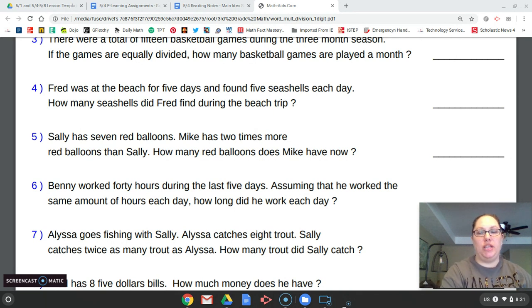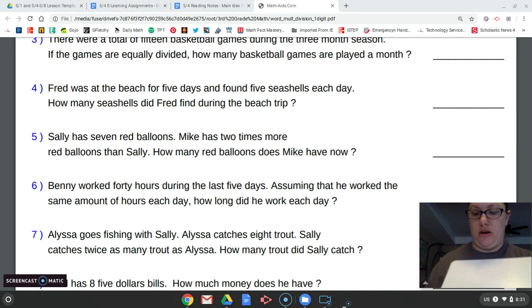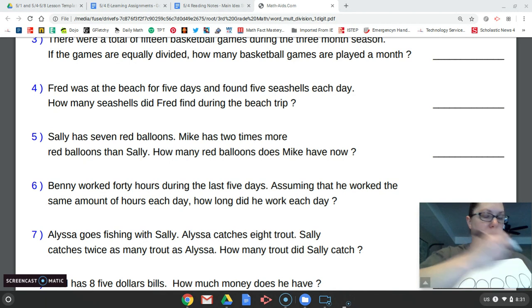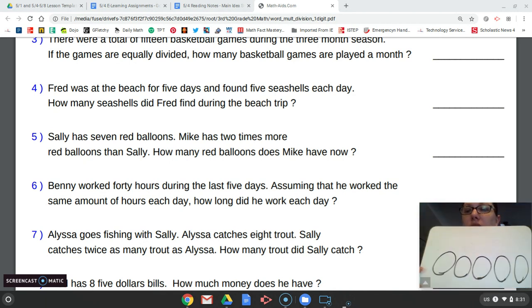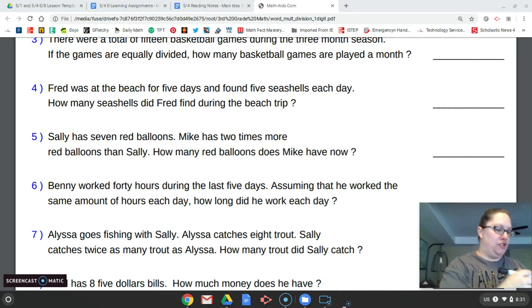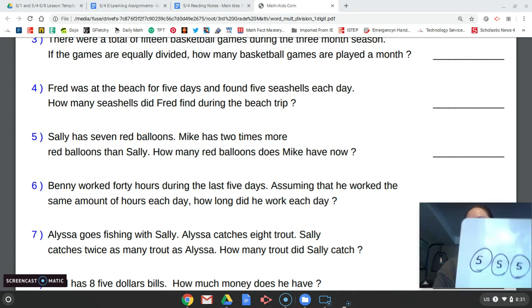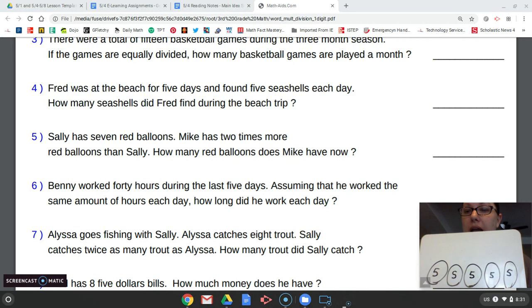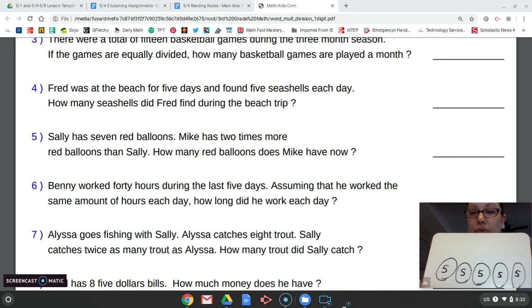So it says Fred was at the beach for 5 days. So I'm going to draw 5 circles. 1, 2, 3, 4, 5. So each of my circles is 1 day. He's been at the beach for 5 days. And then it says, and found 5 seashells each day. Okay. So in each of my circles, I'm going to put a 5. Or if you wanted to, you could draw out 5 lines or 5 dots. That's okay too. So now I need to know how many seashells did he find total.